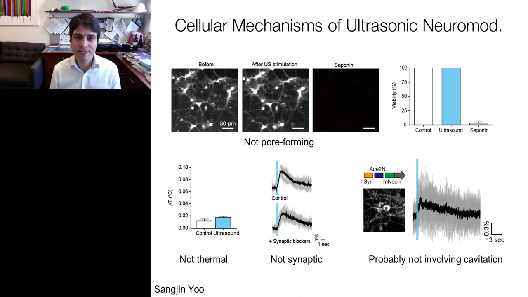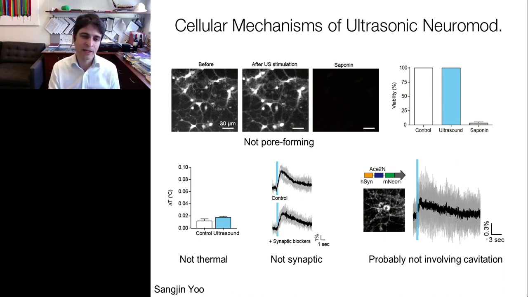And we've been studying the mechanisms by which that is happening. And what I want to show here is just a few things that it's not. So it's not pore forming. So after ultrasound stimulation, the neurons continue to be intact. So the ultrasound is not forming pores. And it's not a thermal mechanism. We can measure the temperature changes, and they are less than a tenth of a degree Celsius. It is not a synaptic phenomenon. We can block synapses and continue to see the same kind of responses. And it probably does not involve cavitation.